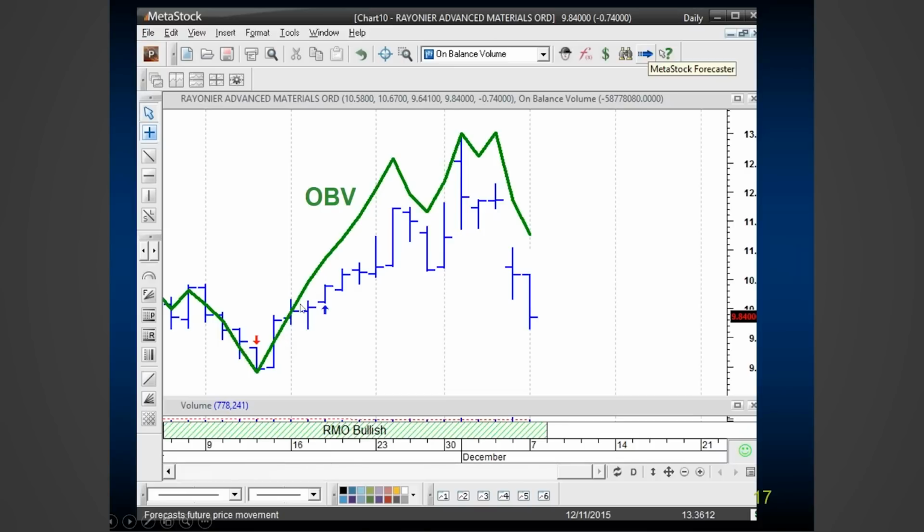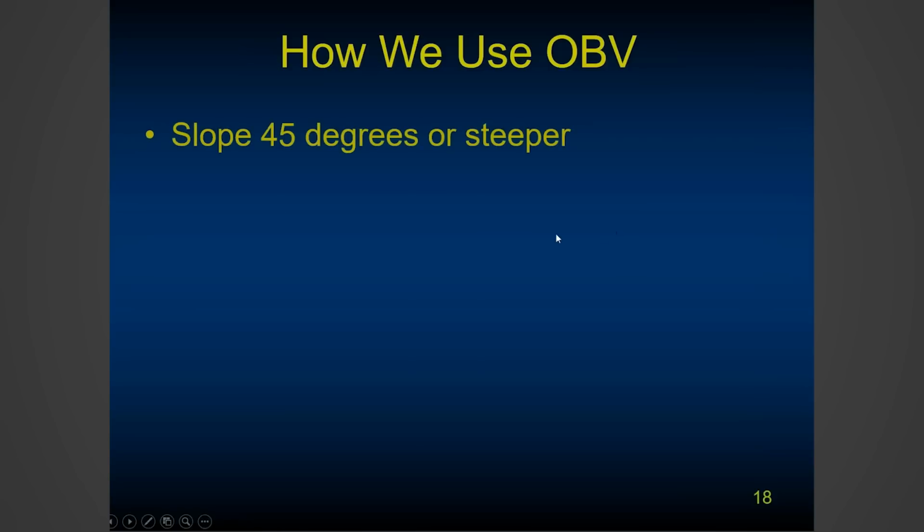If the slope is steep, and by that we mean better than a 45-degree angle, like in the case of this one, we feel that there's a lot of good pressure. There's pressure to raise the price. Remember, this is price and volume. So when this line is steep, it means a lot of people are bidding up this stock. And as you can see, it basically correlates with what's happening with the price. So we look for a slope of 45 degrees or steeper.